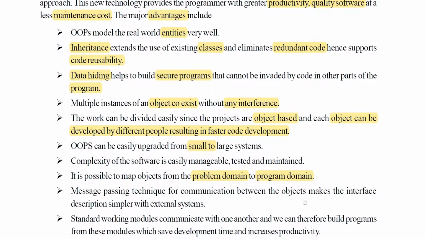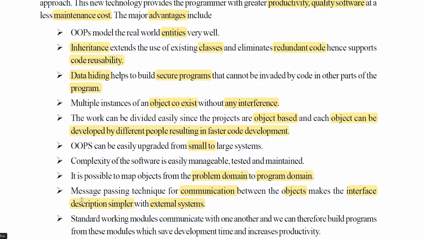So message passing techniques for communication between the objects makes the interface description simple with the external system. Because message passing is a technique of communication, because we are sending some messages between the objects. So through the objects, that's the member functions, we send some messages, and that makes the interface description simpler with the external system. So whenever we call objects, this message passing itself is an interface with the external system.